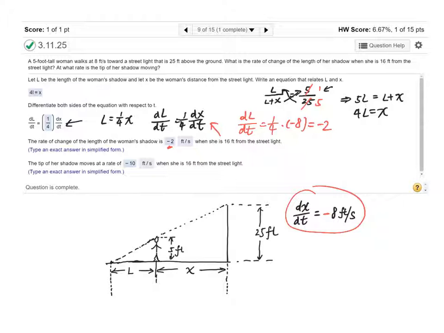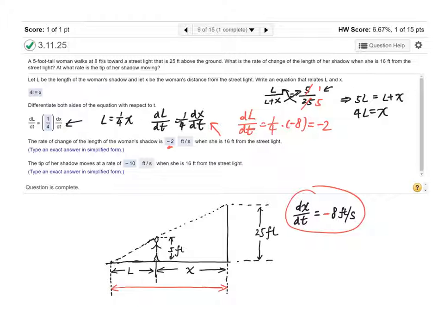And you can quickly figure out the units because this is length and the bottom is the time, so feet per second. The very last question: what is the rate of change of the tip of her shadow? So now we need to look at the tip. Actually, don't get confused by this tip and the length of the shadow. They are different things. For the tip of her shadow, how fast it's changing, basically you're looking at how fast the tip is approaching the light.